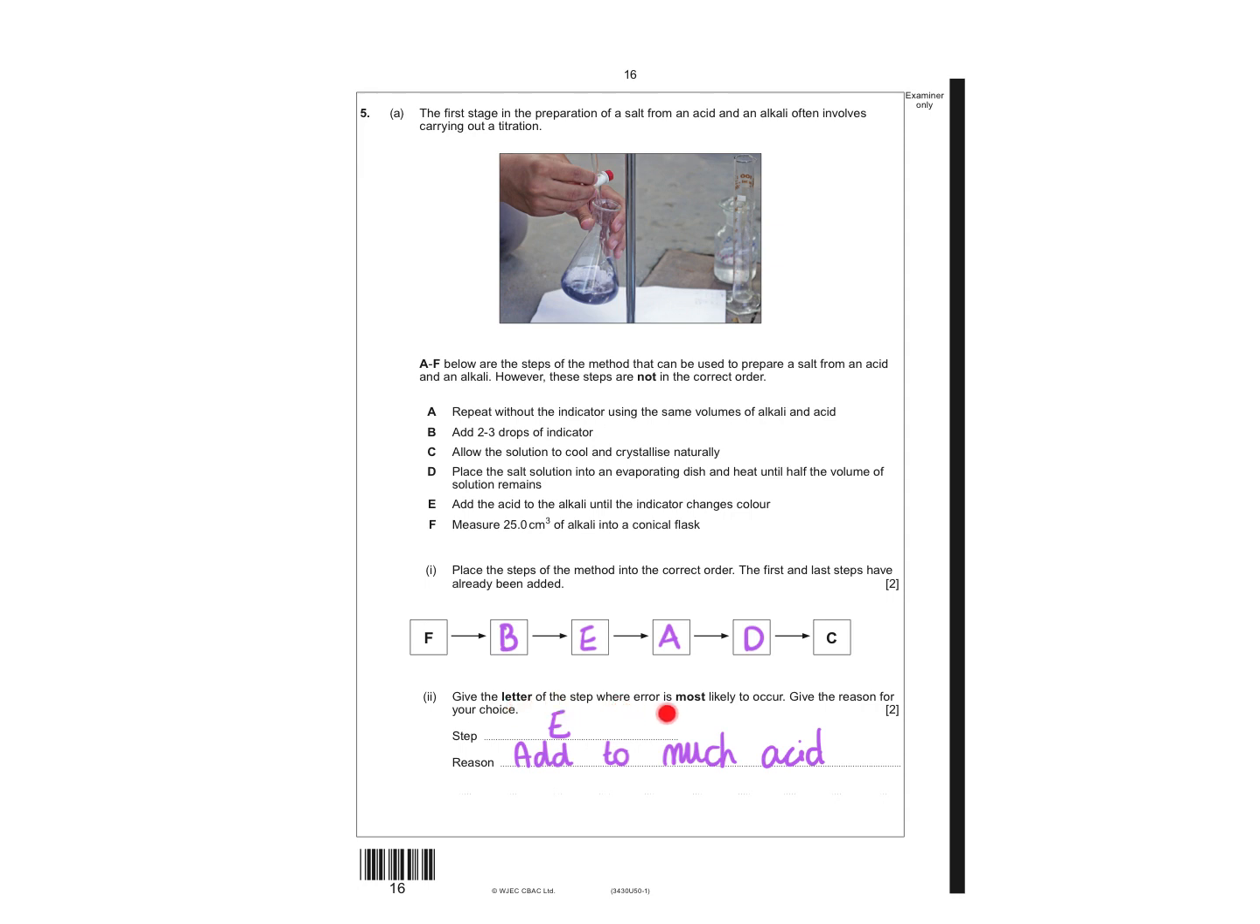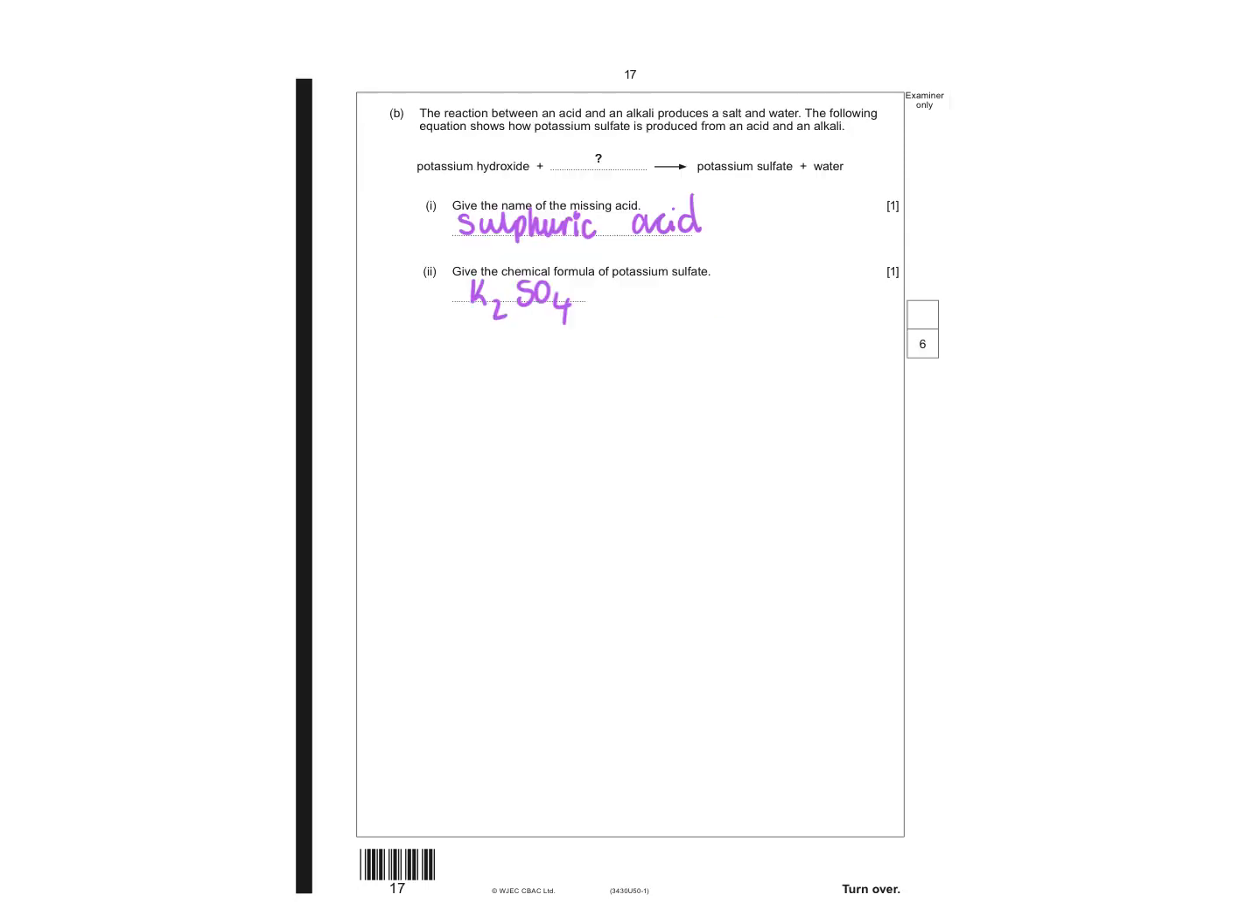Give the letter of the step most likely to let an error occur, and give the reason for your choice. E, add too much acid and then you overshoot and then you don't get a correct volume of acid.